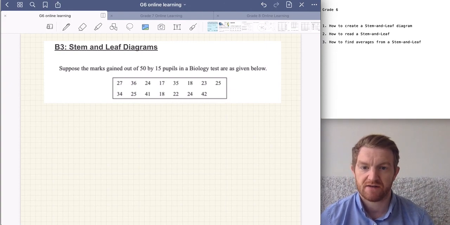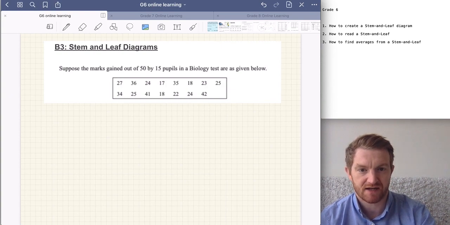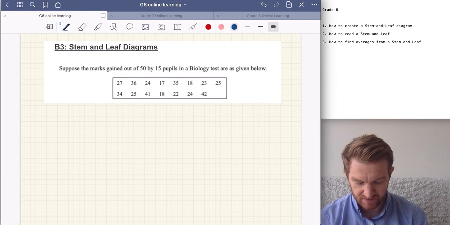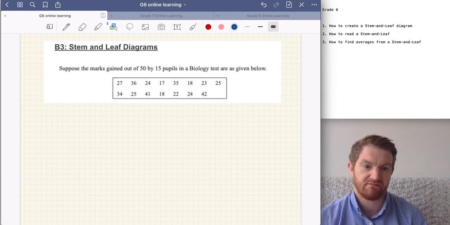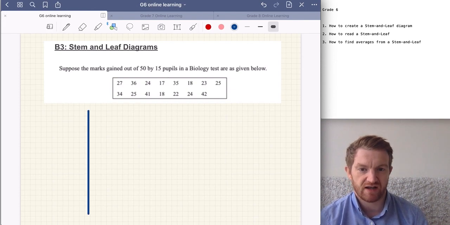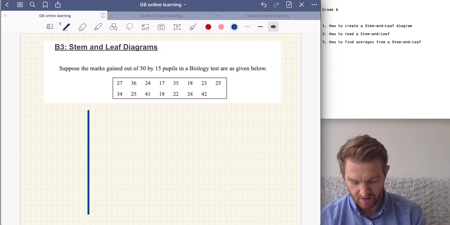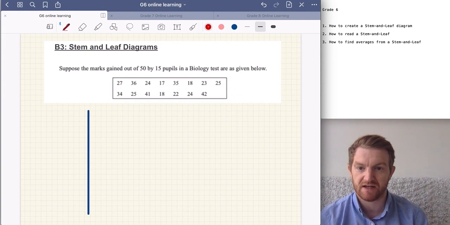So we've got a set of data here. We've got marks out of 50 by 15 students, and we're going to take this data and put it into a stem and leaf diagram. So what is a stem and leaf diagram? Well, let's first of all talk about stem and the leaf. A stem and leaf diagram is made up of just one straight line like so, and then rows going across. We take each number and we split it up into the first and then the last digits.